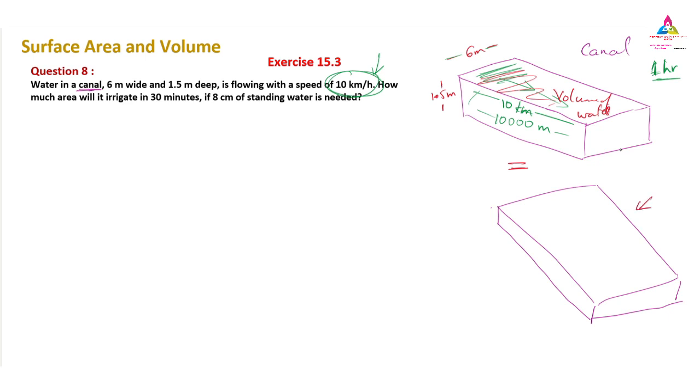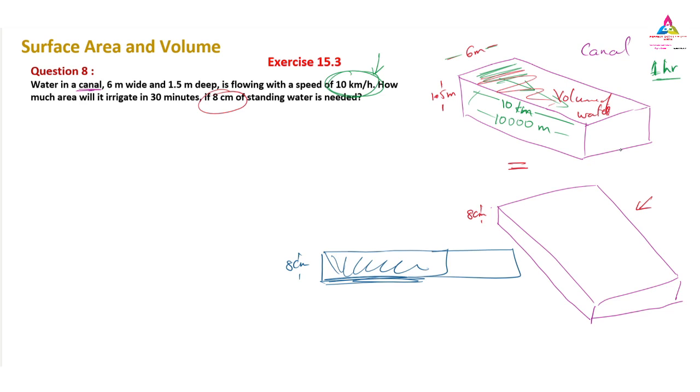For that land they have also given a specific thing, 8 centimeter standing. So there is 8 centimeter standing of water. 8 centimeter standing of water means the height of the water. So if the land is this one, the water must be 8 centimeter high from the land, meaning that much water must be stored. How much area? Not given.